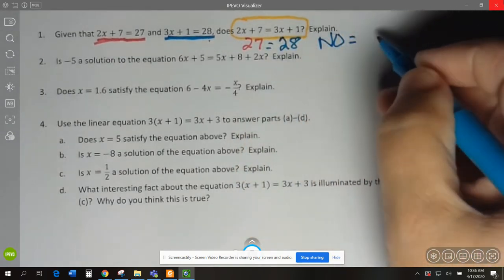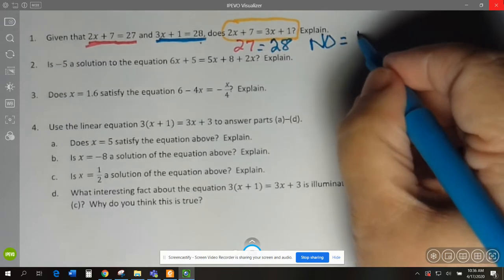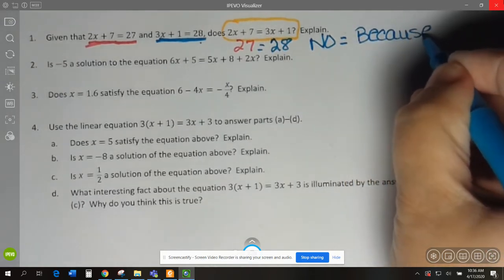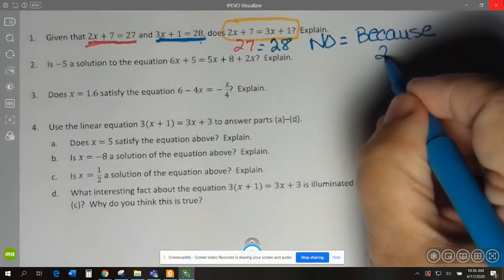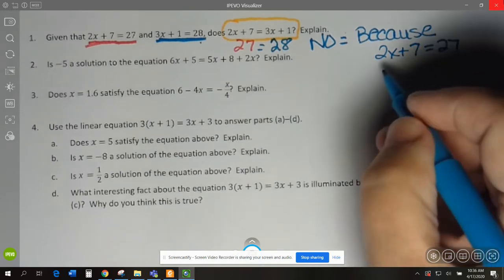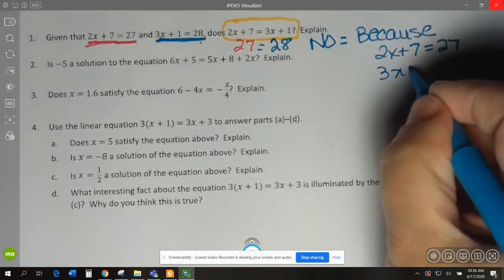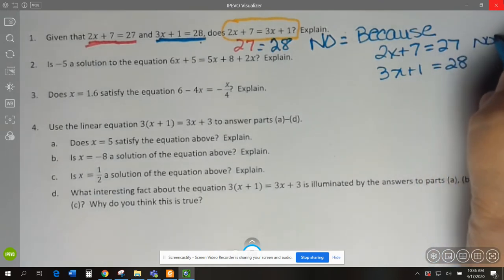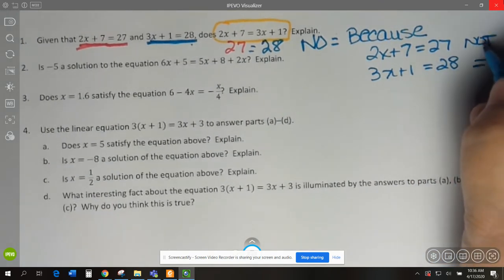No. How come they're not equal? Because 2x plus 7 equals 27. 3x plus 1 equals 28. Not equal.